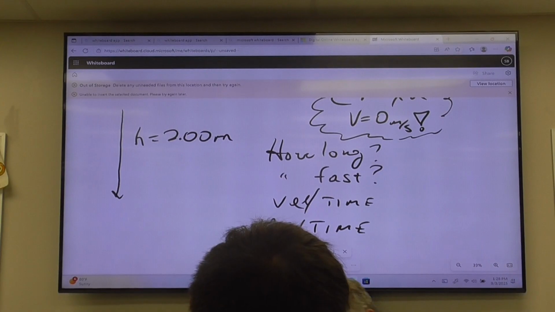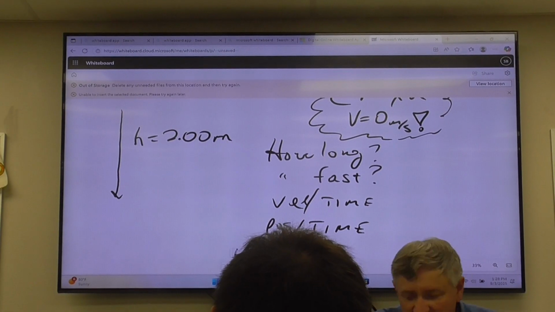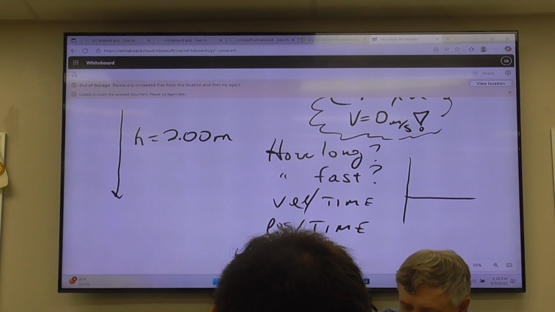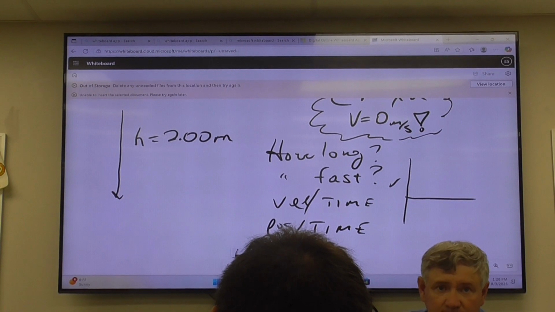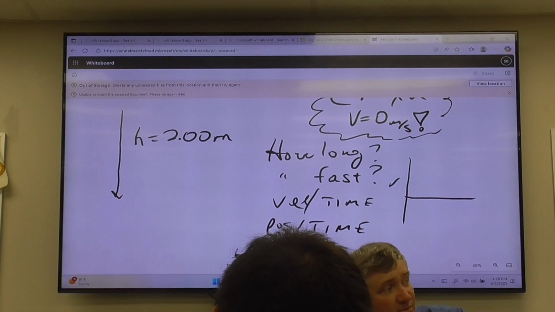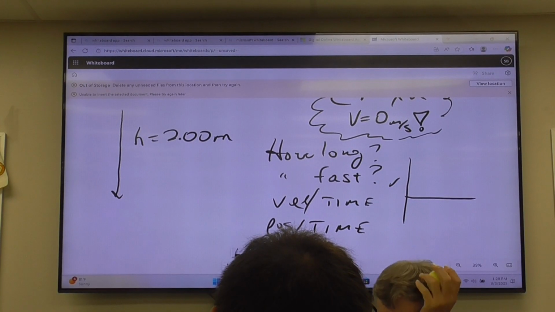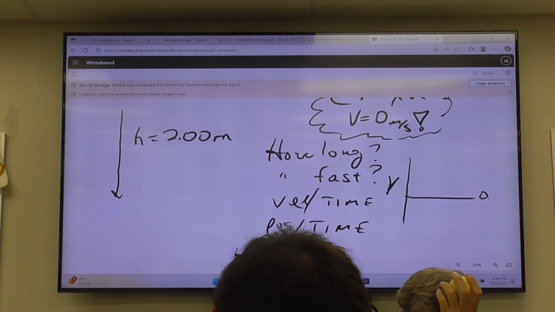Okay, so let's start with the velocity time graph. Where's the velocity time graph going to start? 0, 0. 0, because I'm going to drop it. I'm not going to throw the ball down. I'm not going to throw it up. I'm just going to drop it. Okay? So my velocity is going to start at 0.